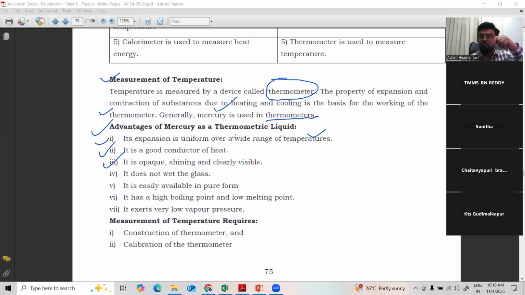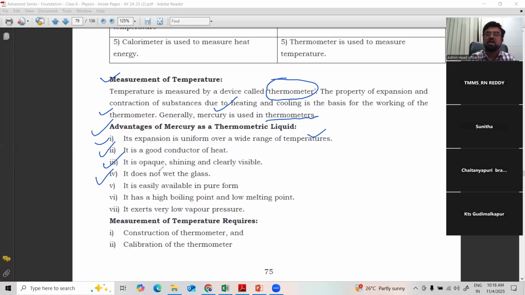You see in a thermometer, when you keep it in your armpit or under the tongue, we can see the rising of a string. That happens because of the expansion of mercury present in the bulb of the thermometer. It expands uniformly, and it is clearly visible for us. That is the reason we are using it.